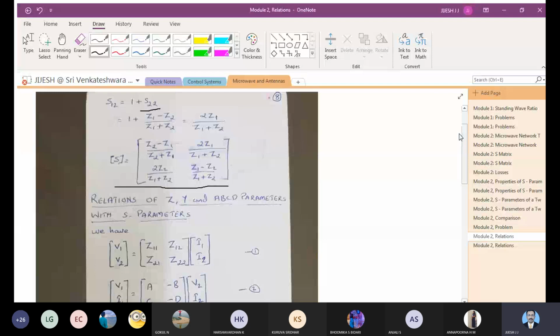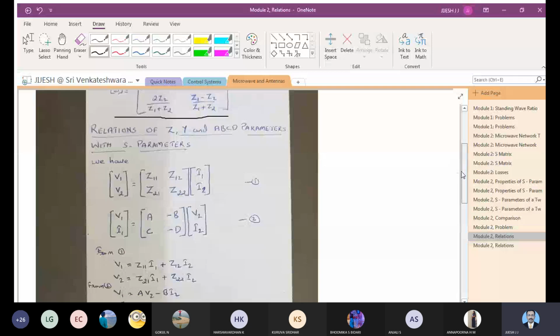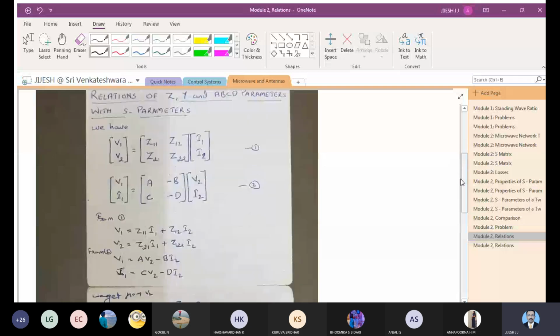So let us continue further and move on with the relations of Z, Y and ABCD parameters with S parameters. These things you have studied in your third semester. We are going to rewind once again and see how the relationships of Z, Y and ABCD are with respect to S parameters. Whatever Z, Y and ABCD parameters we studied in third semester, we are going to relate them with S parameters.